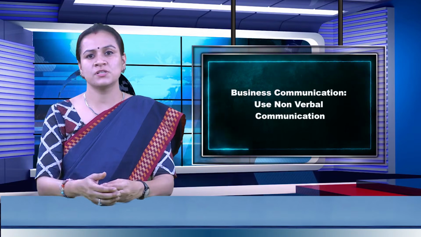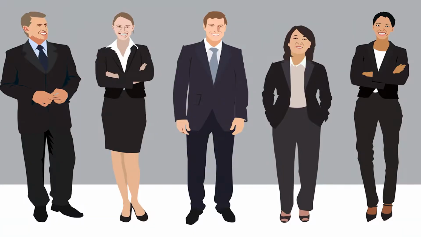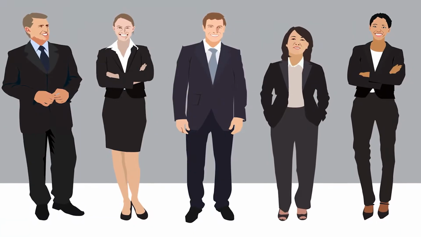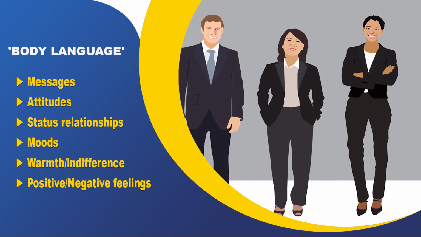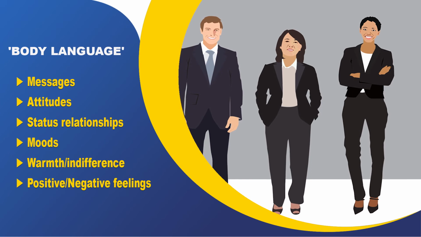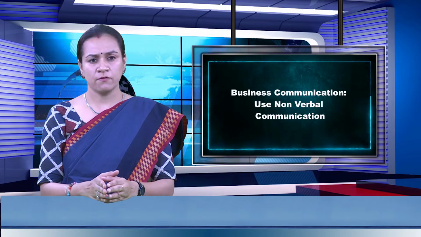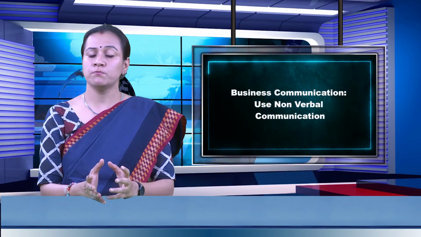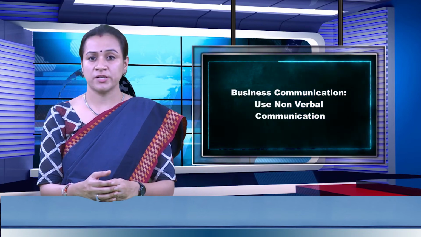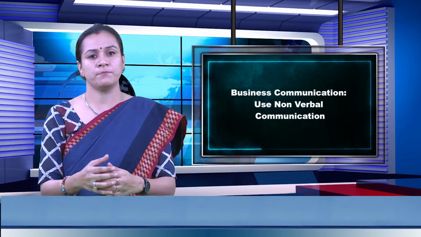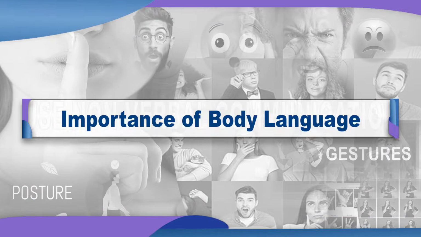Just as a language uses a set of symbols to convey meaning, our body, consciously as well as unconsciously or instinctively, carries messages, attitudes, status, relationships, moods, warmth or indifference, positive or negative feelings and so on. We have, however, to infer these meanings from the body symbols. We look for these symbols in the face and eyes, gestures, postures and physical appearance, each of which has its own functions.